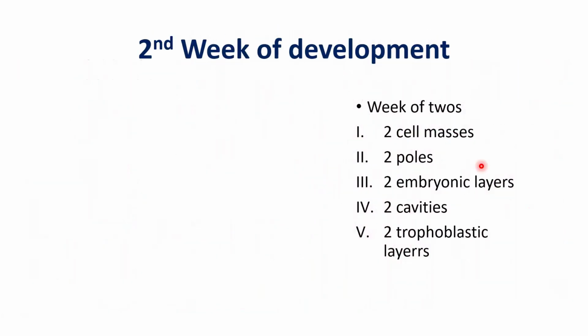So you go to the second week of development. The second week of development is commonly known as the week of twos because you'll have 2 cell masses, that is epiblast and hypoblast. 2 poles, embryonic pole and abembryonic pole. 2 trophoblastic layers, cytotrophoblast and syncytiotrophoblast. 2 cavities, yolk sac and amniotic sac. These are the 2 layers that we'll see in a few minutes.